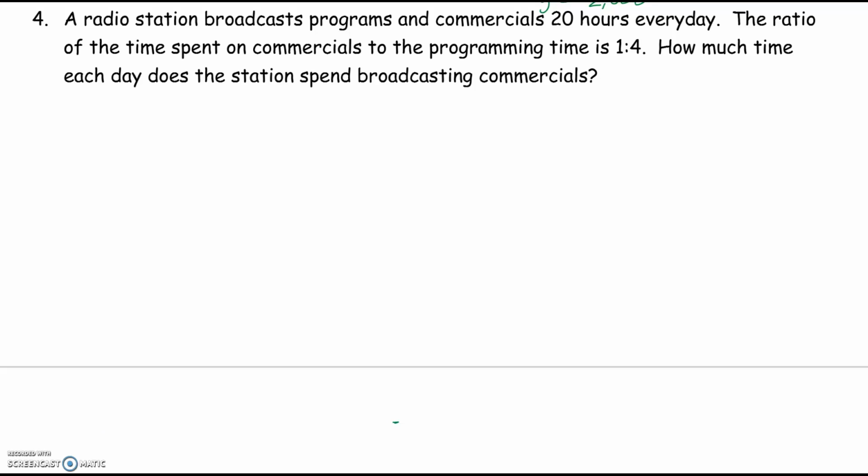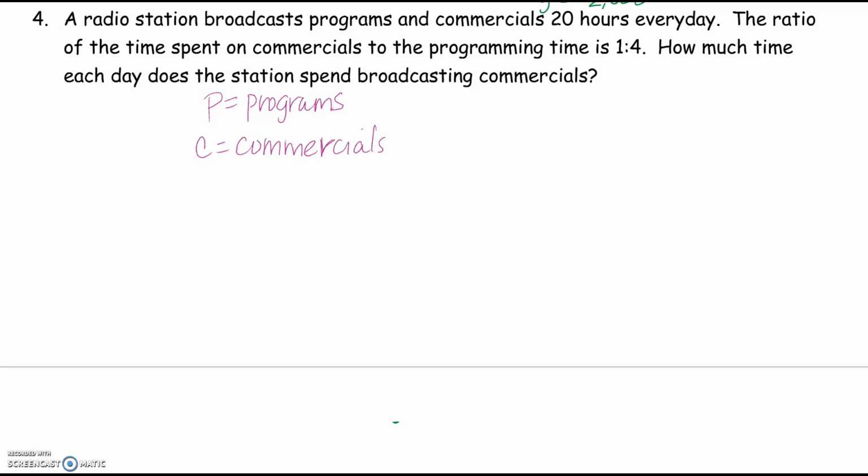A radio station broadcasts programs and commercials 20 hours every day. The ratio of time spent on commercials to the programming time is 1 to 4. How much time each day does the radio station spend broadcasting commercials? I'm just going to let P equal programs and C equal commercials.